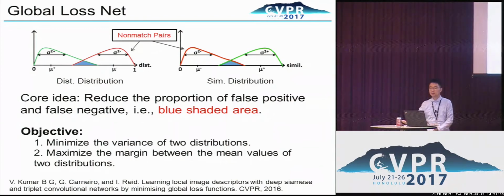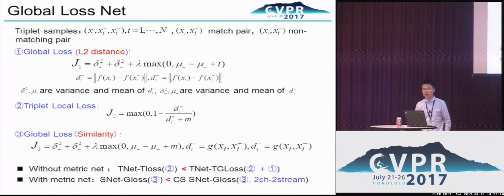in CVPR 2016. The core idea is to reduce the proportion of false positives and false negatives in the two distributions of the positives and the negatives. As a result, their learning objective is to minimize the variance of the positive and the negative distributions together, and at the meantime, to maximize the margin between the mean values of the positives and the negatives. Following this basic idea, they have designed two specific global losses and one classical local loss based on triplet samples.